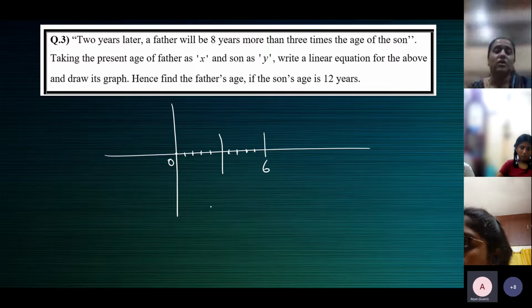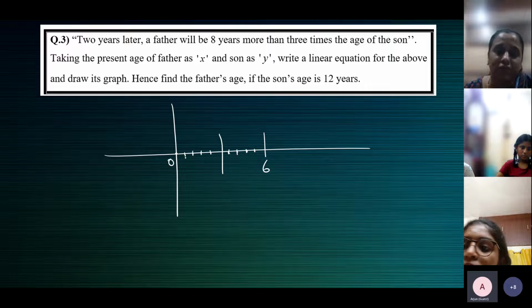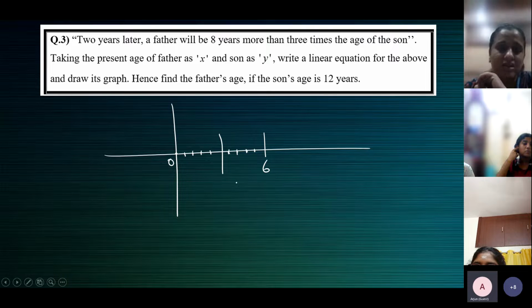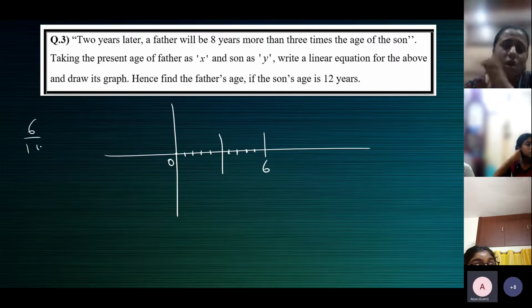All right. Now, how will we read the subdivisions between 0 and 6? That's what we're trying to understand. For that, what you'll have to always do is, now your scale is 1 centimeter is equal to 6 units. Divide 6 by 10. Always by 10.